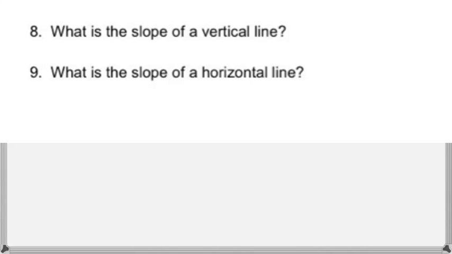Problems 8 and 9 are just kind of factual questions. You just have to have that stuff memorized by now, hopefully. What's the slope of a vertical line? That's undefined. What's the slope of a horizontal line? That is 0. Slope equals 0.